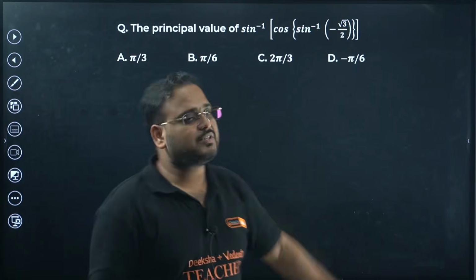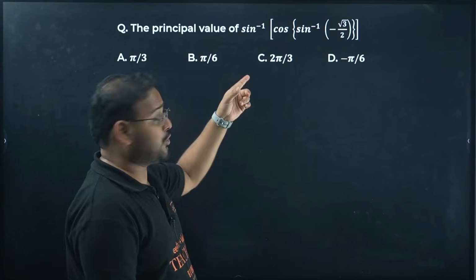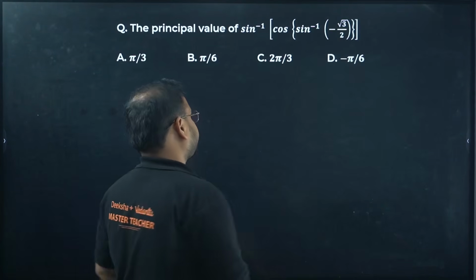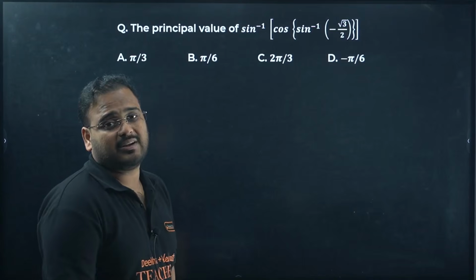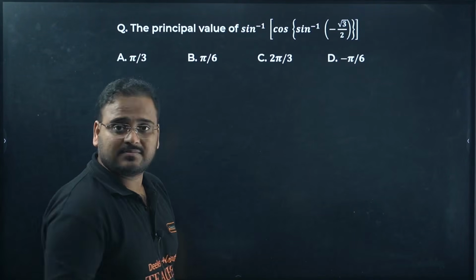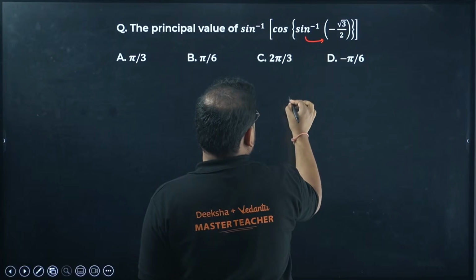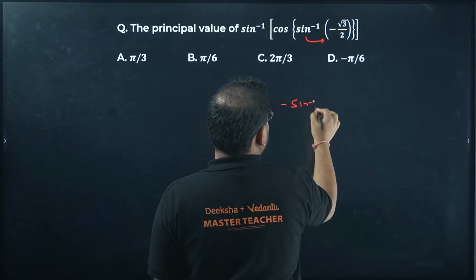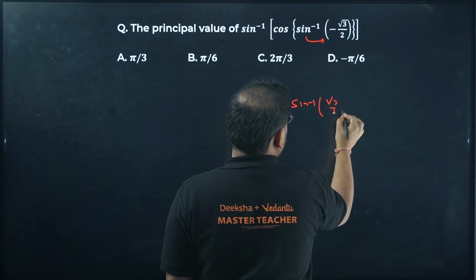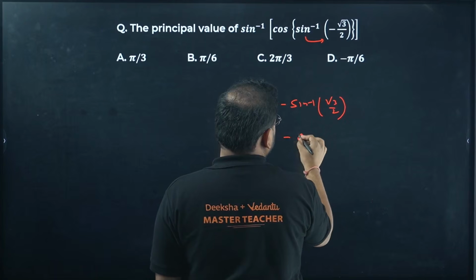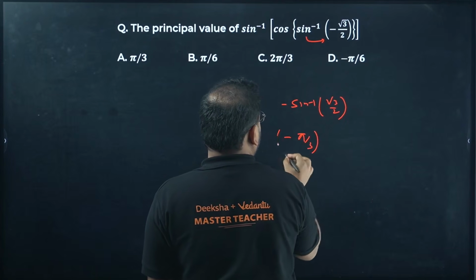Principal value of sine inverse of this is what? This is a PYQ, Boards, but equally important. Let's solve this. Sine inverse of this. Property is there: minus sine inverse of root 3 by 2. What is the answer for this? Minus pi by 3. First one is solved.